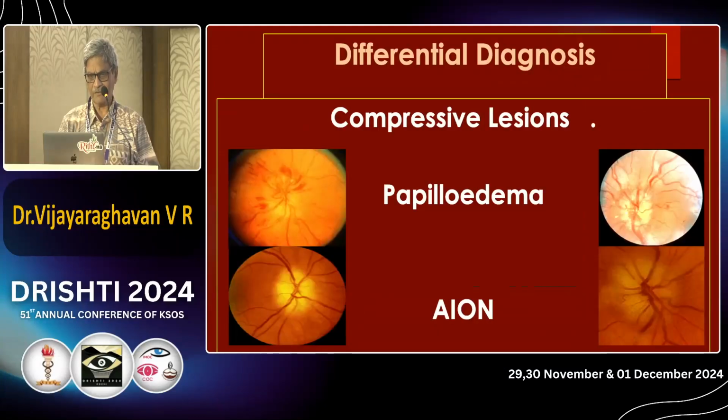These are some of the differences we'll ask in exams. And never forget to rule out different compressive lesions. I'll tell you one important point. Suppose I'm having optic neuritis, like some optic nerve problem is there. You think RAPD is there. Understand now? But the problem is what?